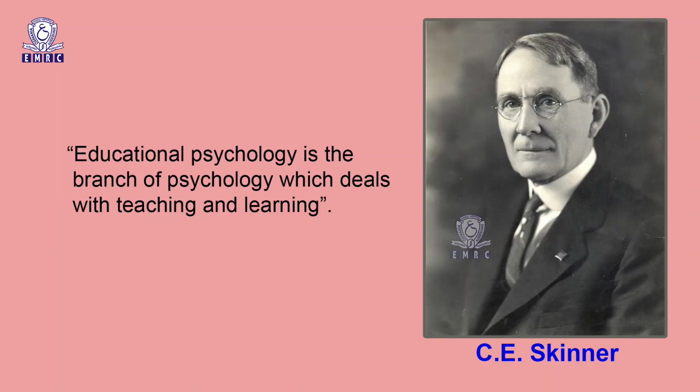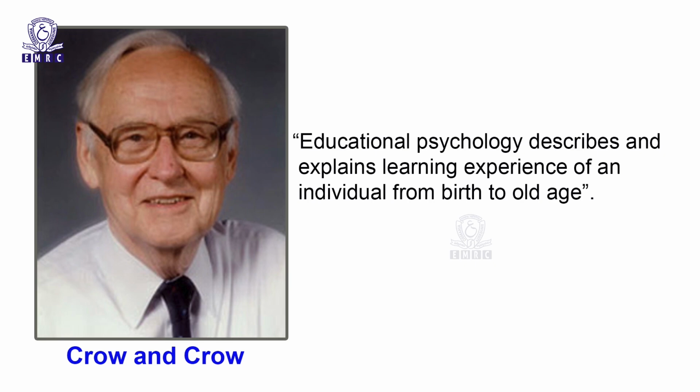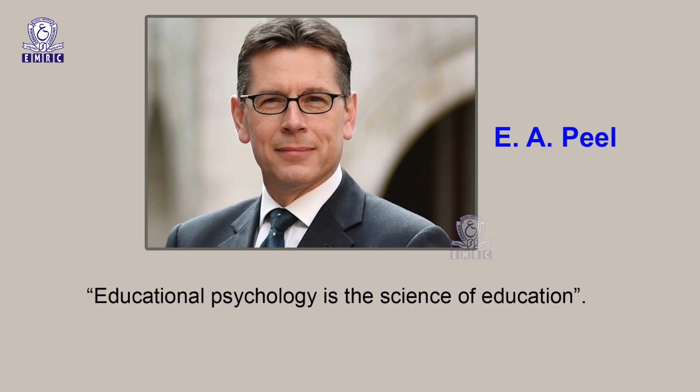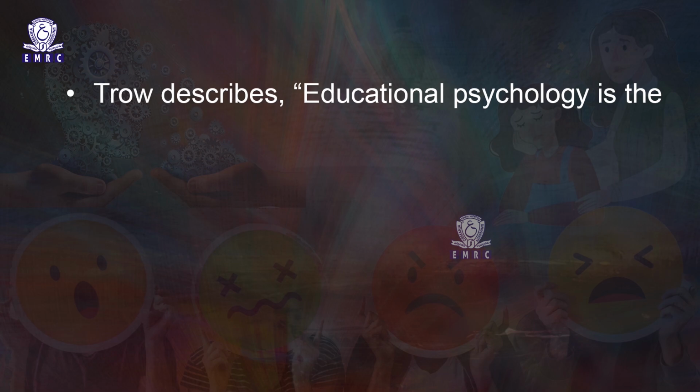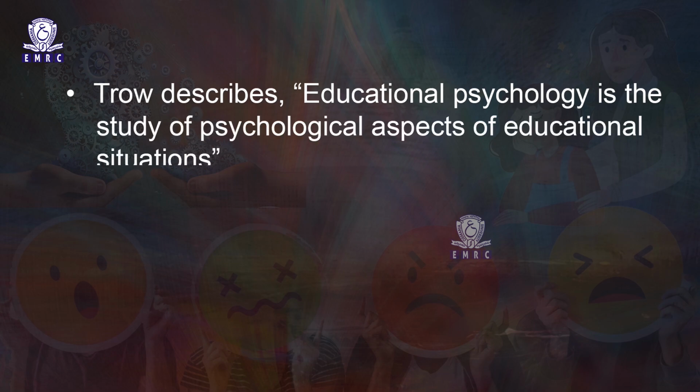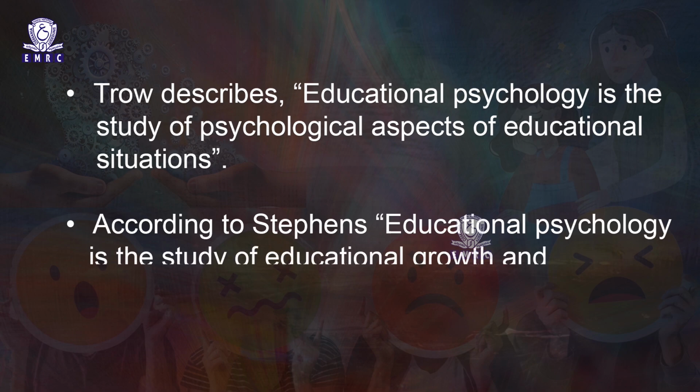Now we look at a few definitions in educational psychology. According to C.E. Skinner, educational psychology is a branch of psychology which deals with teaching and learning. According to Crow and Crow, educational psychology describes and explains learning experience of an individual from birth to old age. According to E.A. Peel, educational psychology is a science of education. Trow describes educational psychology as a study of psychological aspects of educational situations.